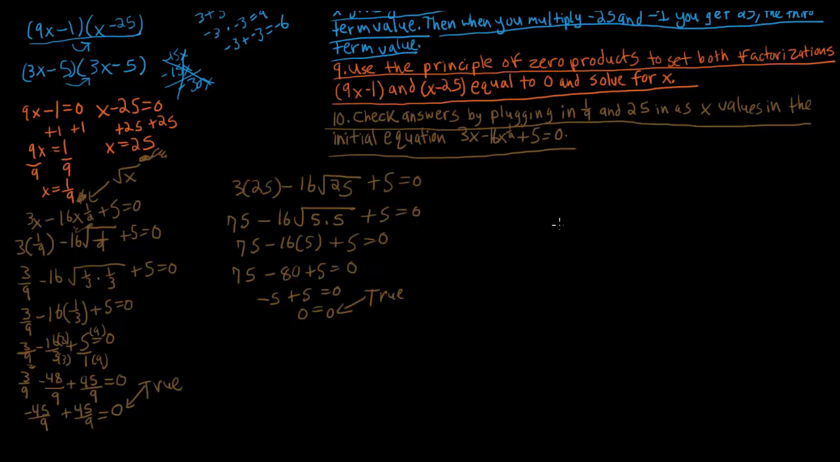And actually we don't have it, but we kind of need a step 11, which is to put solutions in set builder notation. And we can do that really easy. Just have our curly brackets, our braces. We have 1/9, and then we also have 25 as our solutions. Close it with the curly brackets, and that's the answer.